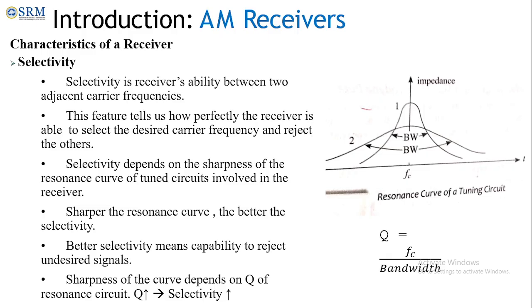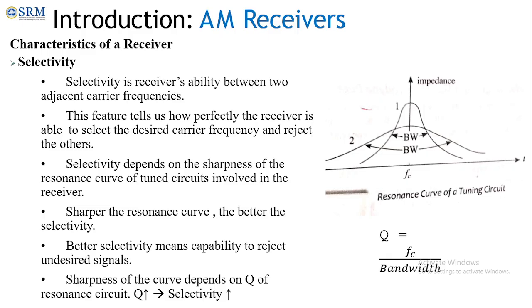The selectivity depends upon the sharpness of the resonance curve of the tuned circuit involved in the receiver. Based on the sharpness of the resonance curve, we can suggest that it has done a very good job of selection. If you obtain a sharper curve, the selectivity is better. Better means it has rejected the undesired signals and selected a particular range of frequency alone. That is what happens in the selectivity process.